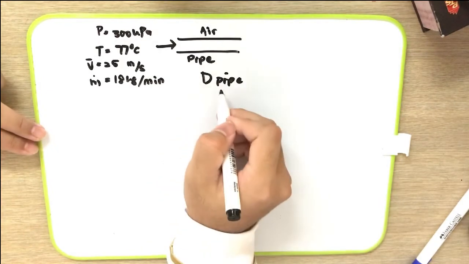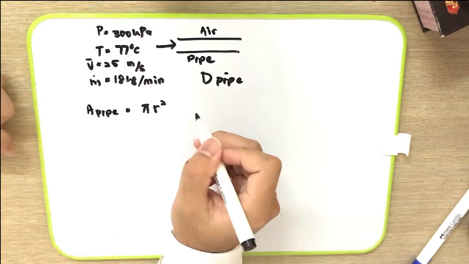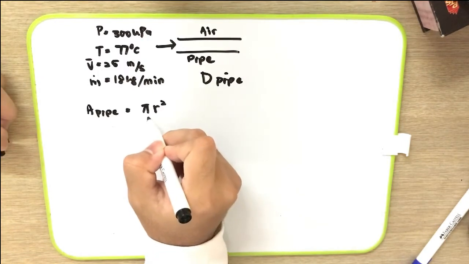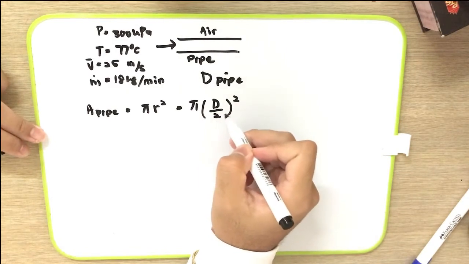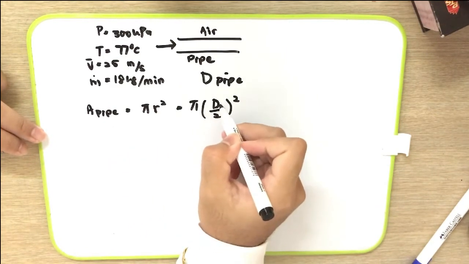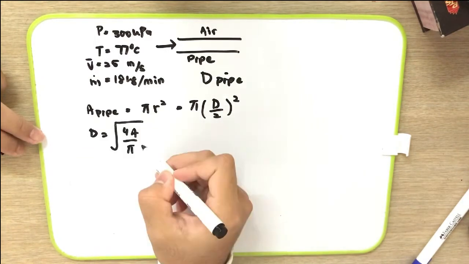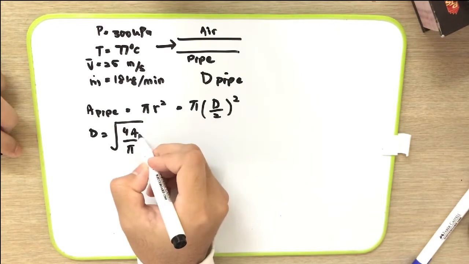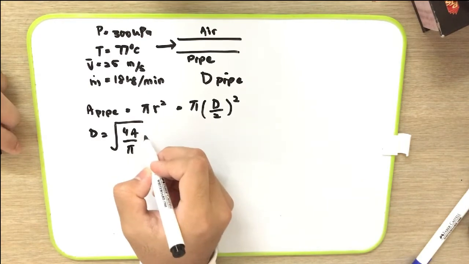So basically the diameter we can find from the equation for area. The area of a pipe is equal to pi r square, or pi d over 2 to the power of 2. From this equation we can find d. After we rearrange, we will get this equation in which we have to first find the area. In order to find the area, we can use this equation.